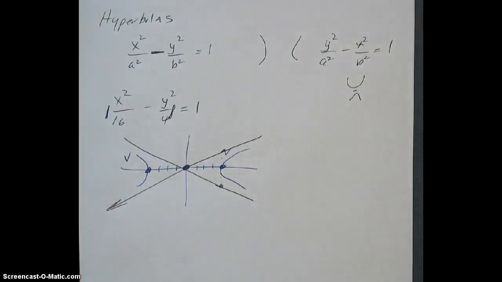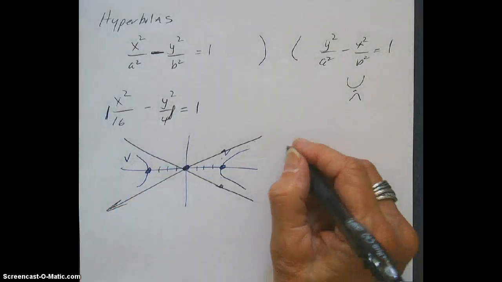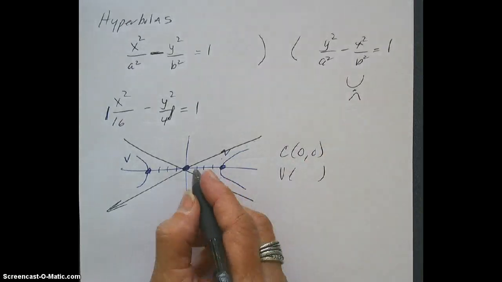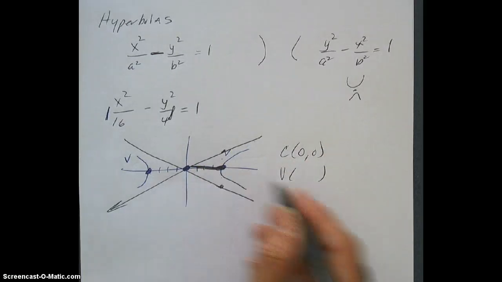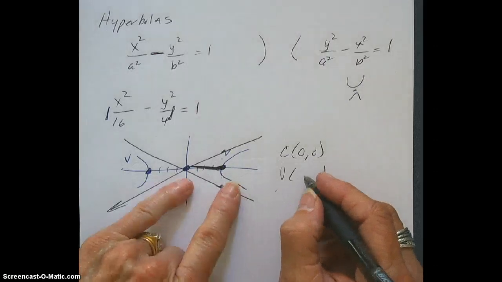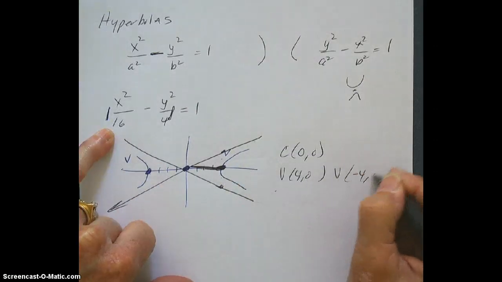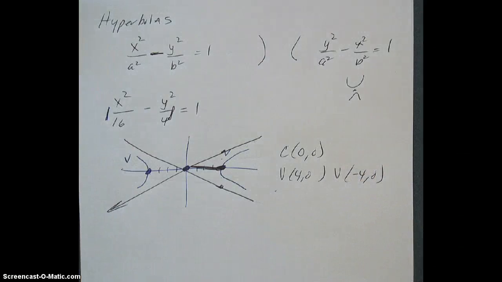So graphing hyperbolas, you'll have to identify the center, and you'll have to identify the vertices. The vertices are always on your graph. So this time we're going in the x direction because it's first, and then you just label the vertices.